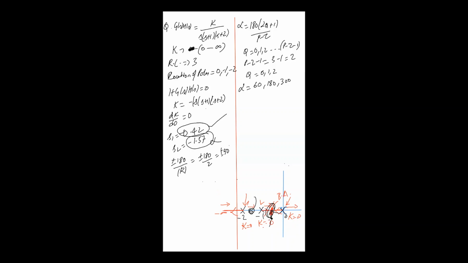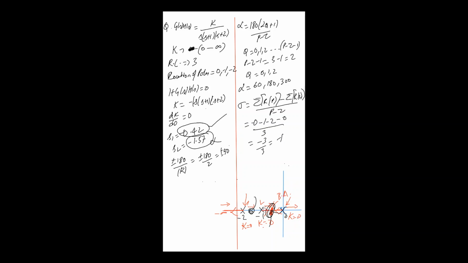Now once you have got this alpha, you need to calculate what? Centroid. Centroid is what? Summation of real parts of poles minus summation of real parts of zeros upon p minus z. Real parts of poles are 0, minus 1, minus 2, and there are no zeros, so 0. Again, p minus z is 3 here. So minus 3 upon 3, that will be minus 1. So we are having the centroid at minus 1. Right? So we need to make angles at minus 1.